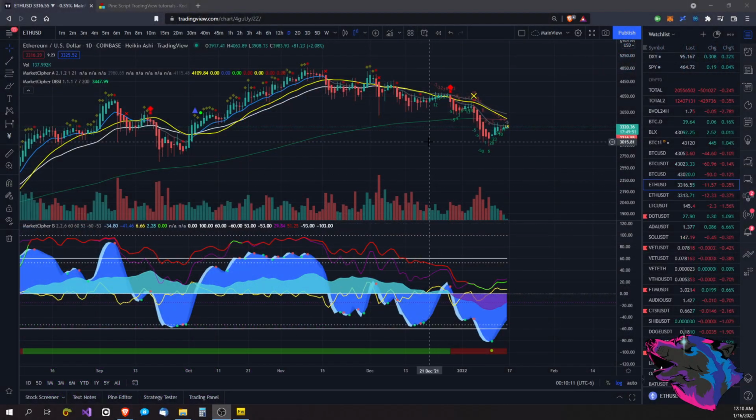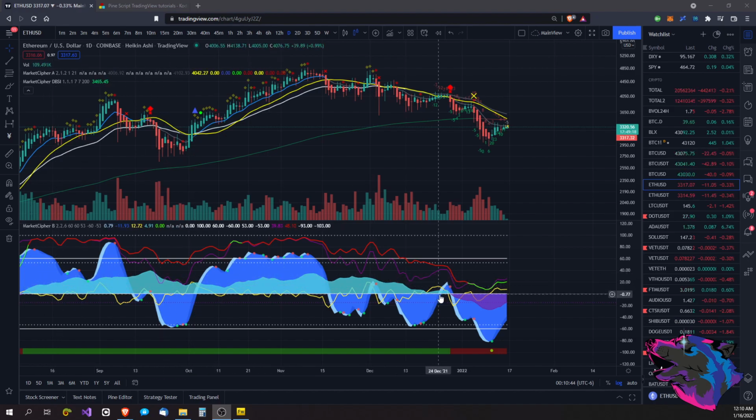All right, so what we have here is the Ethereum chart. Last time we did Bitcoin, figured I'd switch it up a little bit and use the Ethereum chart to break this down. And as you can see, down here at the bottom, we have Market Cipher B. We have our pretty little blue waves. Not quite the best to go surfing on, but could definitely go for a little ride, hopefully to some profit here.